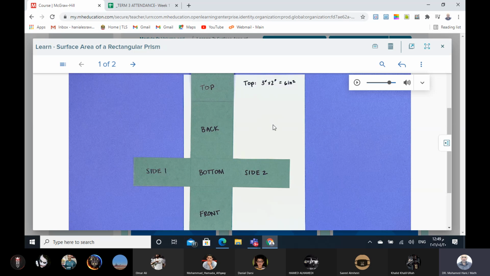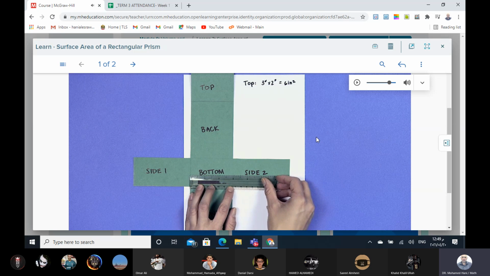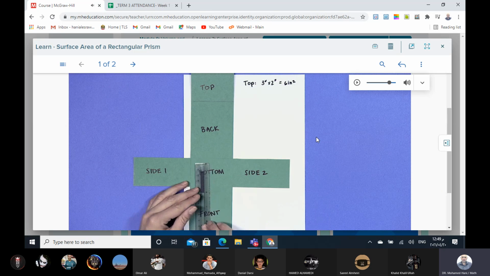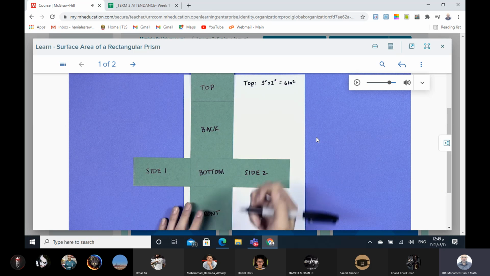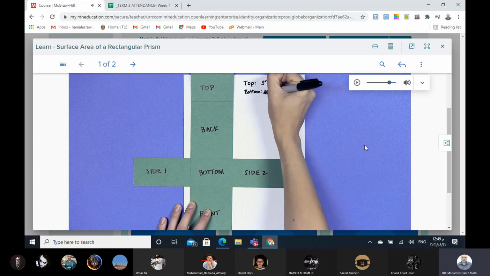Faces of a rectangular prism have the same dimensions, so they are congruent. The bottom face will have the same area as the top face, 3 inches by 2 inches. So the top and the bottom are congruent, meaning the same dimensions, so the same area. If the area of the top is 6, the area of the bottom will be what? It will be 6.